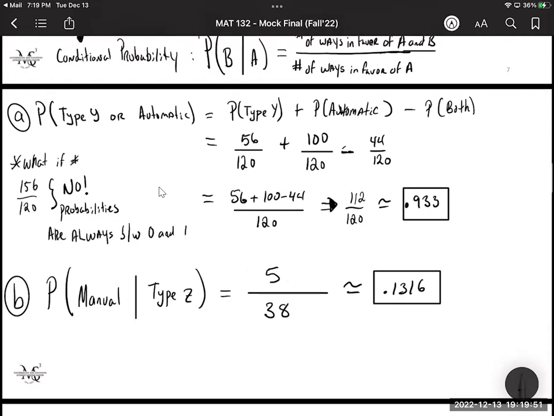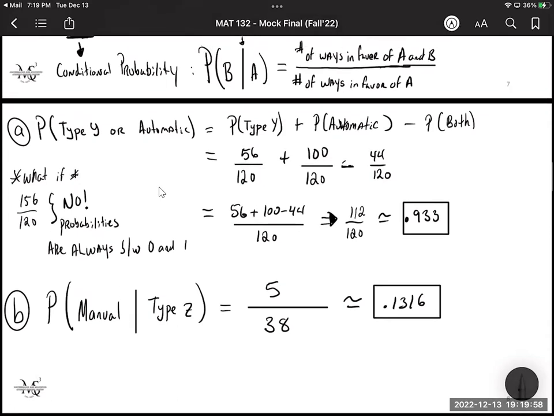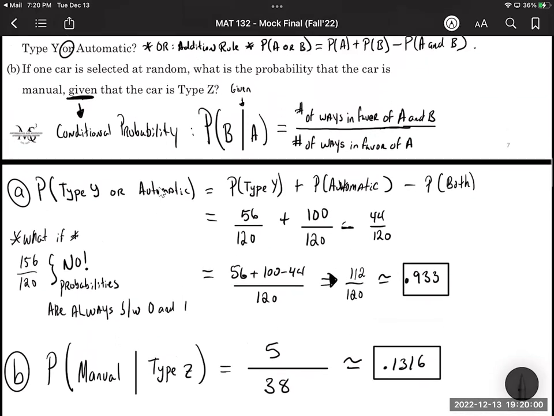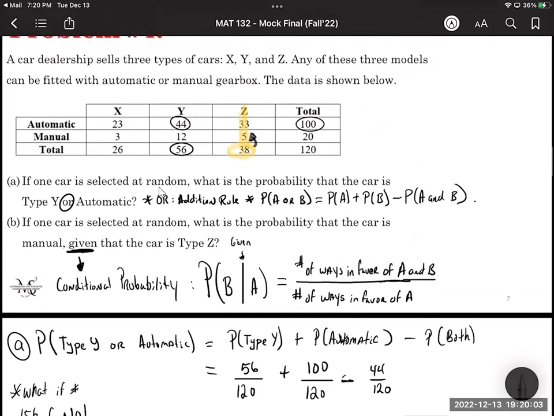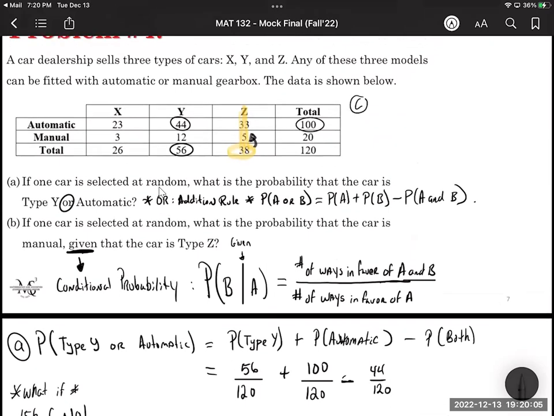Let's do another quick example of this. So part B, the answer was 5 out of 38, which was 0.1316. But I just want to go back to the table real quick so I can throw in another example. Let's say I did a part C. Let's say we want the probability that the car is type X, given that the car is automatic.